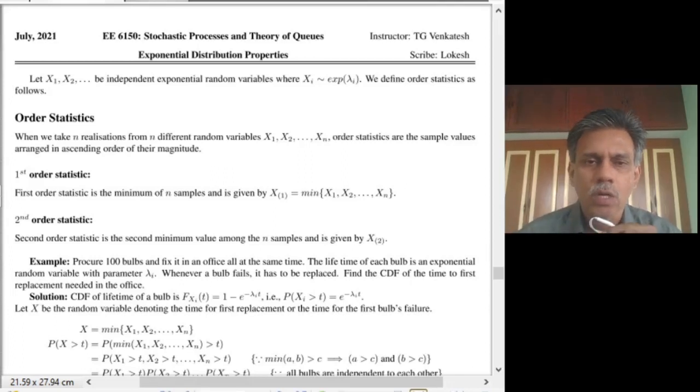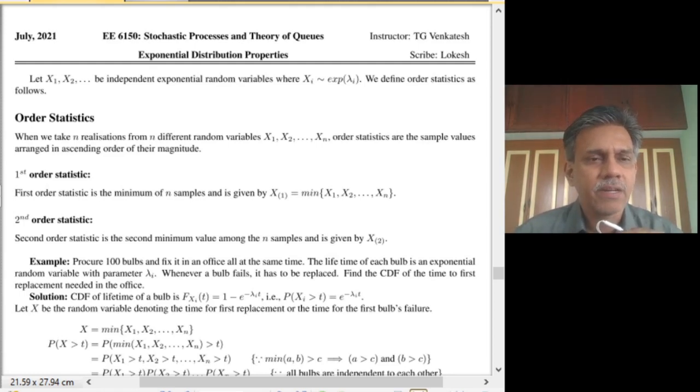Welcome to this course on stochastic modeling. In this lecture, we will look at some of the properties of exponential distribution. This will be in continuation with the last lecture. In this lecture, we will concentrate especially on the order statistics of a collection of exponentially distributed random variables.